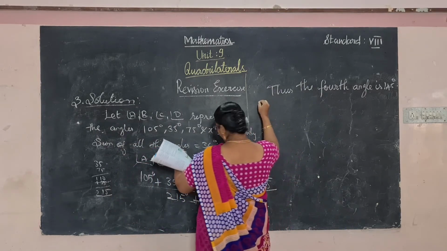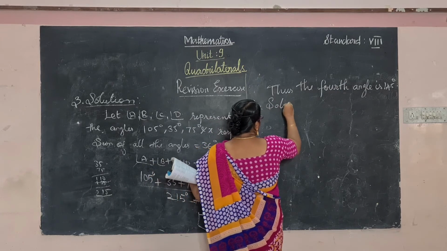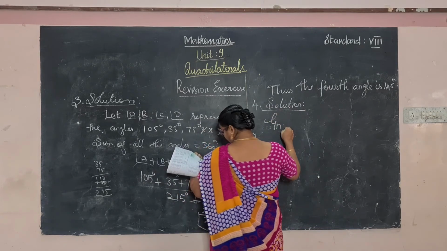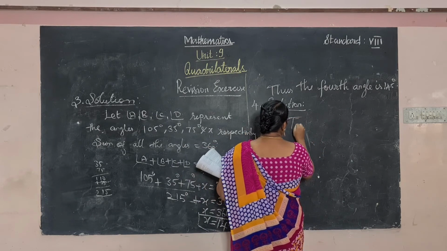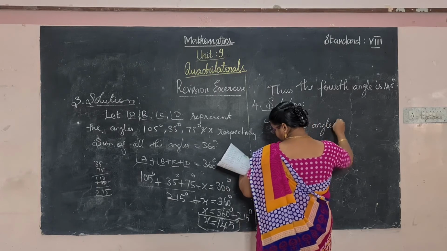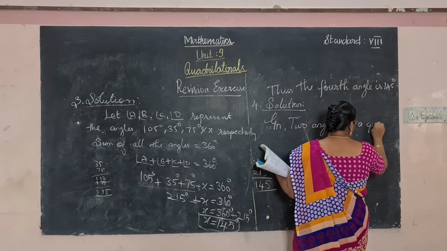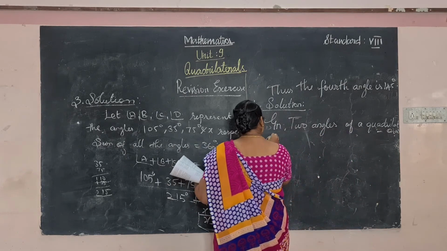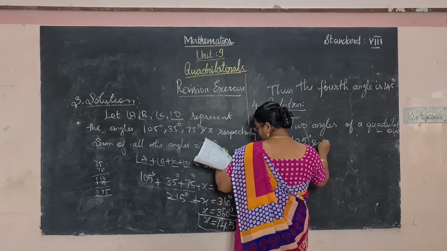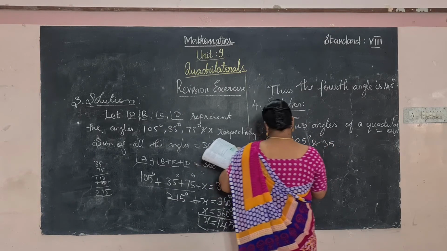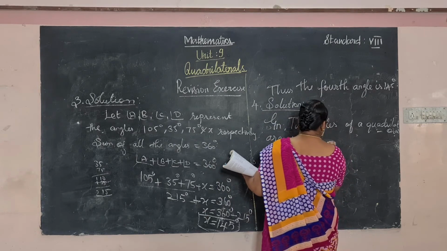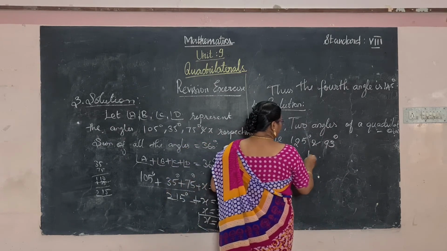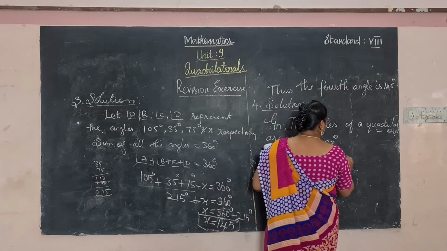Okay, see fourth problem. Solution. Given two angles of a quadrilateral are 125 degree and 93 degree. Okay, let x be the other angle.